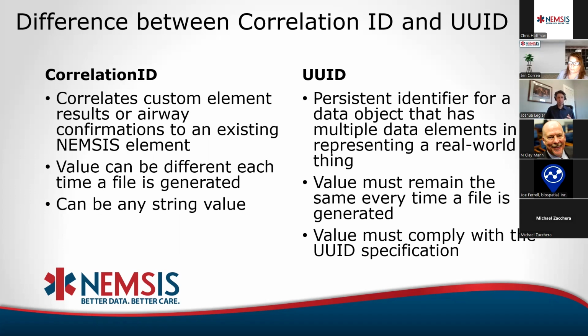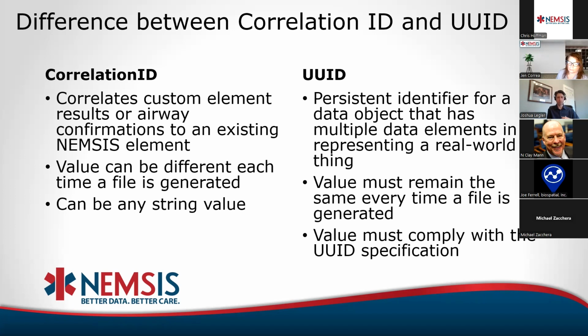So with Correlation ID, because it's just scoped to be within that very document that you're looking at, like that patient care report, the correlation IDs that get generated can be different every time the file is generated. It doesn't matter, because all it needs to do is allow some custom result data to be tied to a particular instance of a data element that's in that XML file. So as long as both spots have the same value as each other, it doesn't matter what that value is. And it doesn't matter that that value is different every time you generate the file.